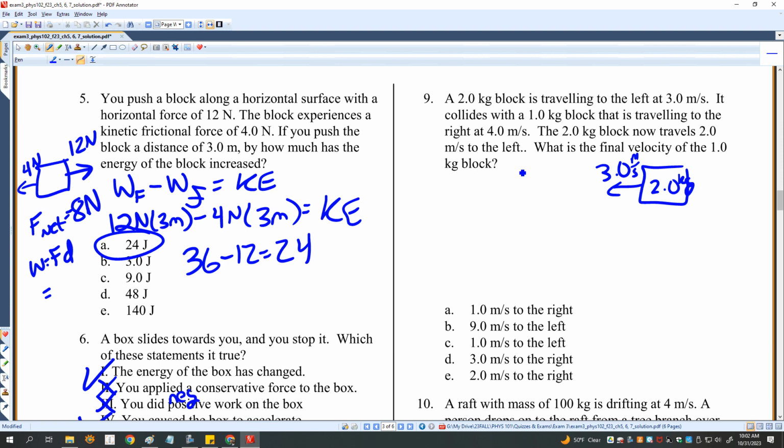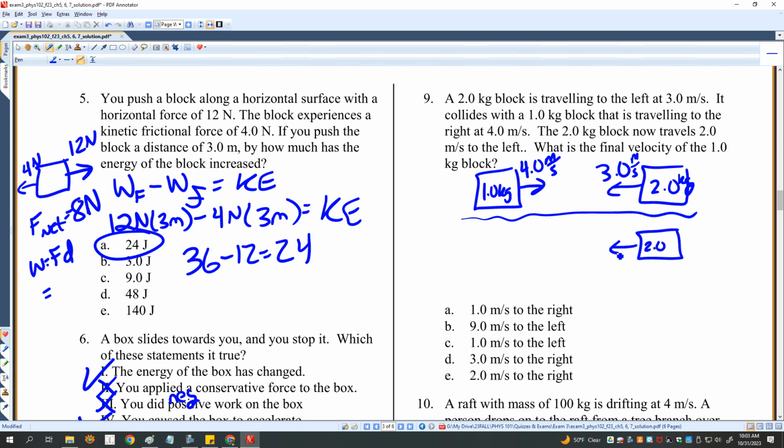It collides with a 1-kilogram block traveling to the right at 4 meters per second. That's the initial. Now the 2-kilogram block travels to the left at 2 meters per second, so it's going more slowly, and I want to know the final velocity of this 1 kilogram block.